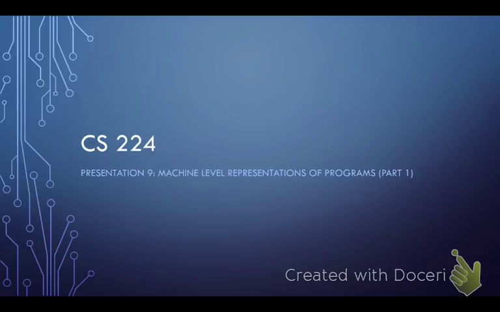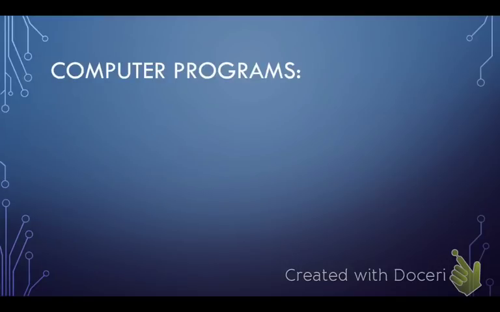Congratulations! We are now moving from Chapter 2 into Chapter 3, wherein our topic will be machine level representations of programs. Okay, so what is a computer program? Well, we already know that programs consist of data and instructions. And in this class, we are trying to understand the relationship between the data and instructions in our programs and the systems that they're operating on.